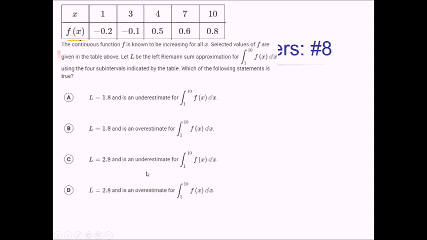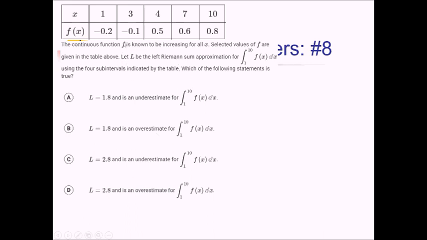In each of these statements, we're talking about the value of this left Riemann sum approximation. We have 2 choices. It's either 1.8 or 2.8, so if you get a different number, you're wrong. And also over here, they're talking about whether this is an under or overestimate. They've actually done us a huge favor here because we can figure out the over versus under thing right away based off of what the problem has given us without really doing any work.